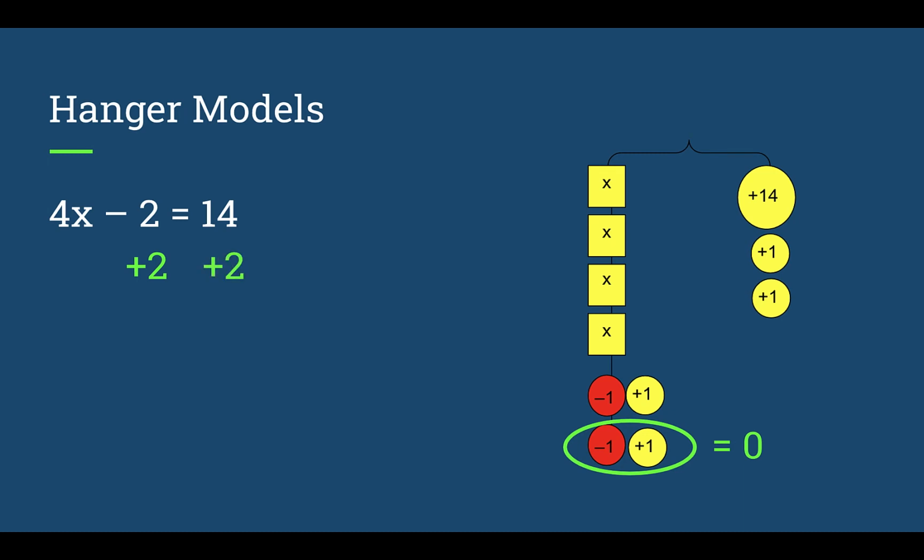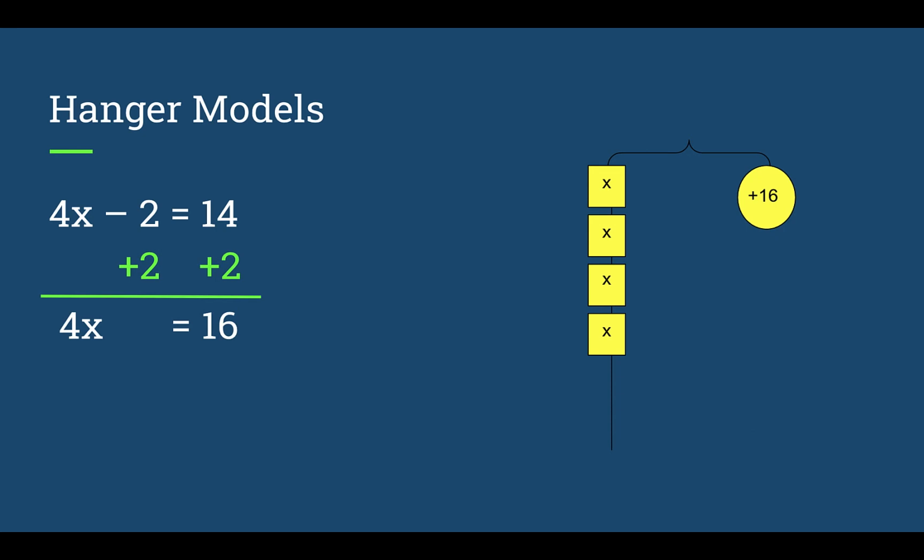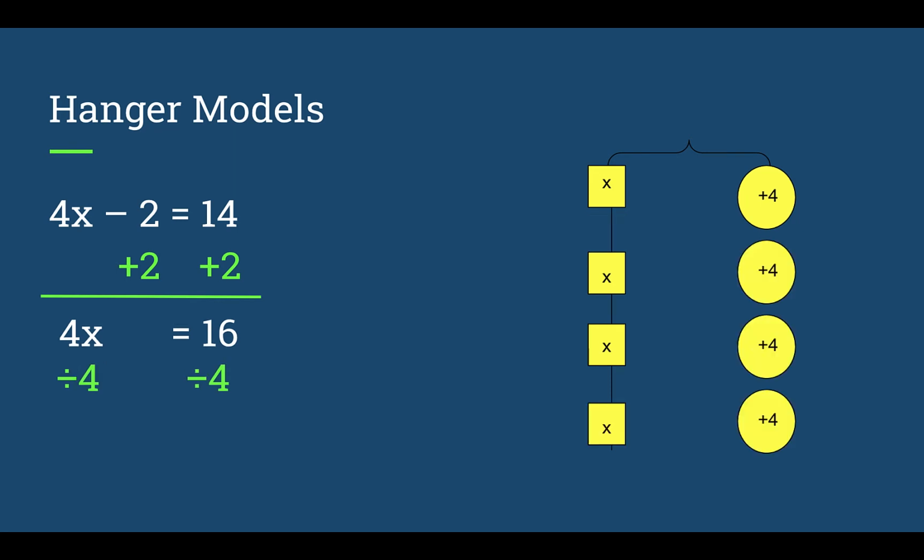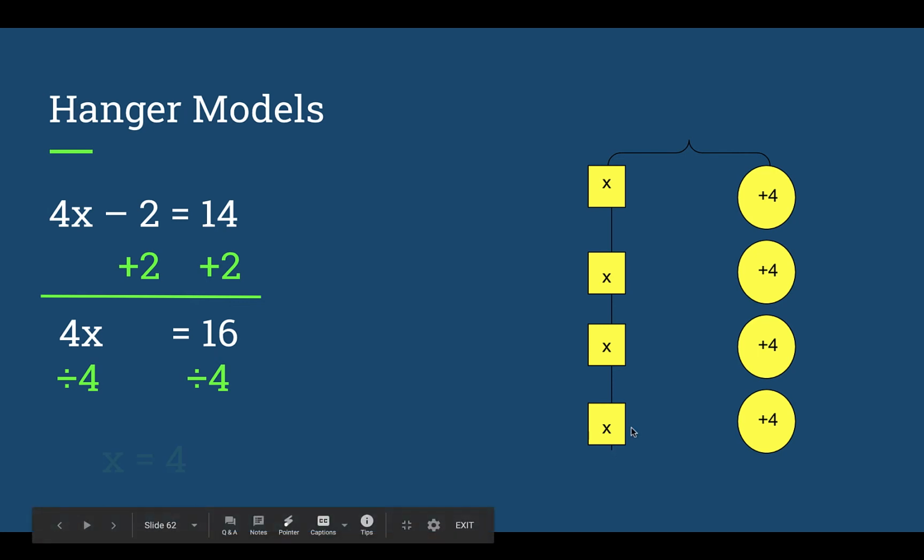So in the equation, we added 2. I combined everything together. I have 4 x's now, and I have 16. Now I'm back to where we were before. So I'm going to need to divide by 4, which means that I split it apart. Splitting it apart, I had 4 x's, split them apart. 16 split into 4 groups makes each group equal to 4.